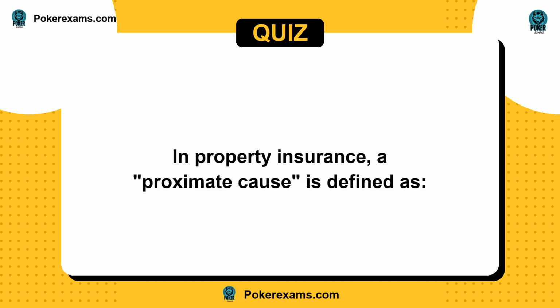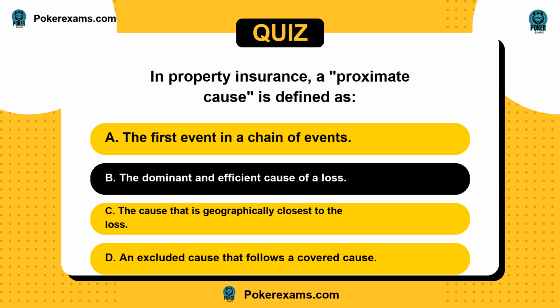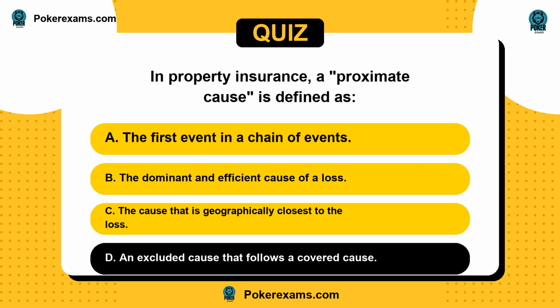Next question. In property insurance, a proximate cause is defined as: is it A, the first event in a chain of events? Or B, the dominant and efficient cause of a loss? C, the cause that is geographically closest to the loss? Or D, an excluded cause that follows a covered cause?